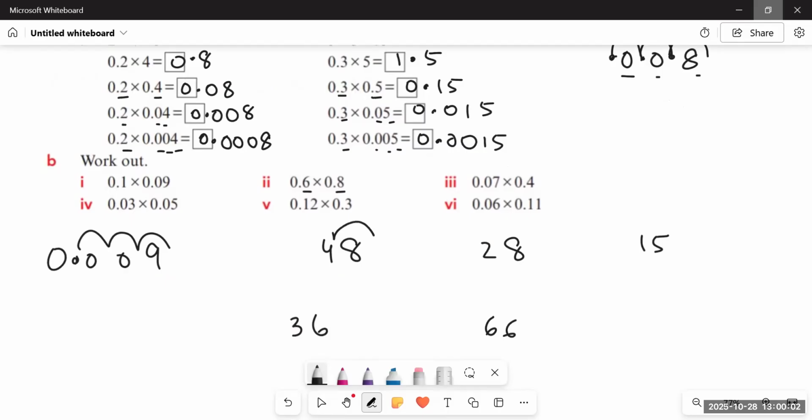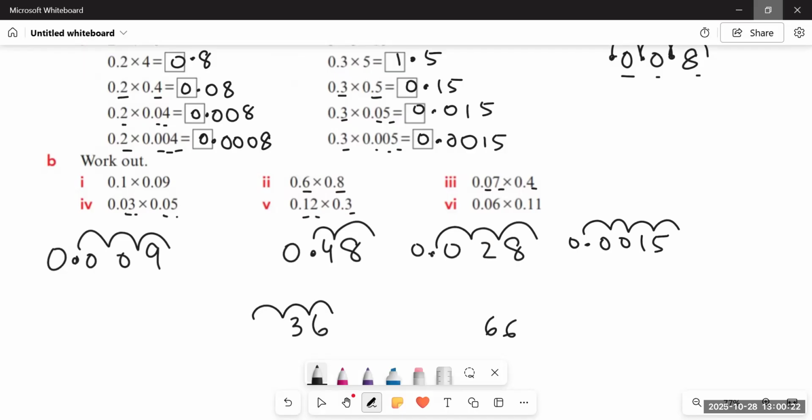How many decimal places in number 2? 2 decimal places, 1, 2. Here comes the decimal: 0.48. How many decimal places? 1, 2, 3. Here comes the decimal. It becomes 0.028. Then 1, 2, 3, 4. Here comes the decimal. It becomes 0.0015. How many decimal places? 1, 2, 3. Here comes 0.036. 1, 2, 3, 4. Here comes the decimal and it becomes 0.0066. That's all.